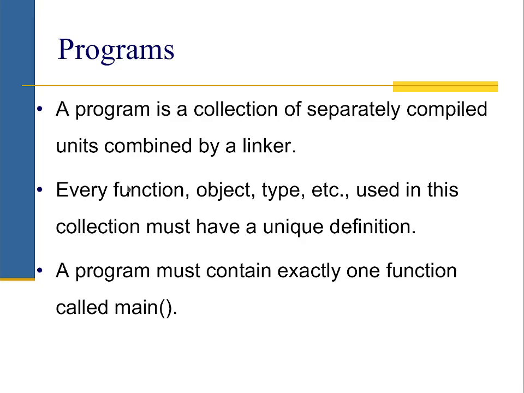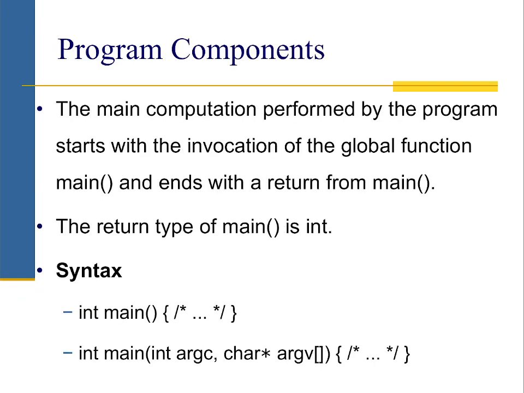Programs. A program is a collection of separately compiled units combined by a linker, and every function, object, type, or anything else used in the collection must have a unique definition. A program must contain exactly one function called main. The main computation performed by the program starts with the invocation of the global function main and ends with the return from main. The return type of main is int, an integer value, and the syntax is int main and everything you want.